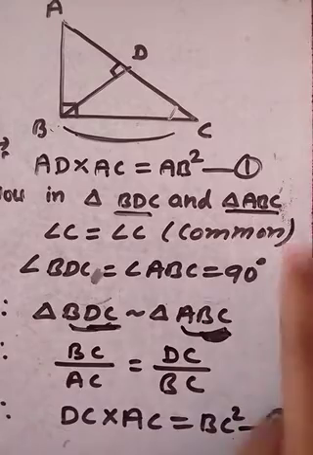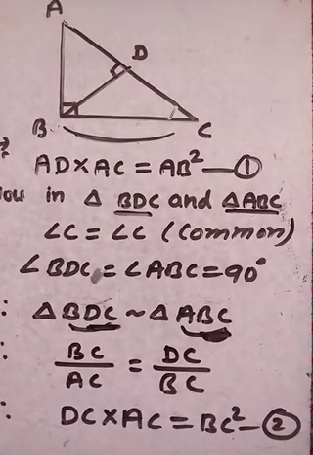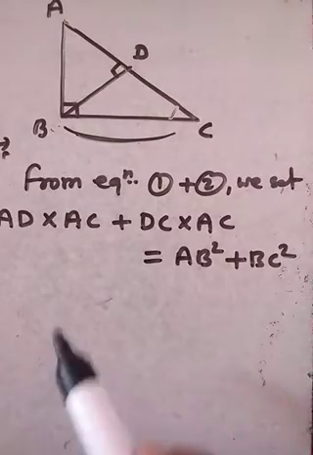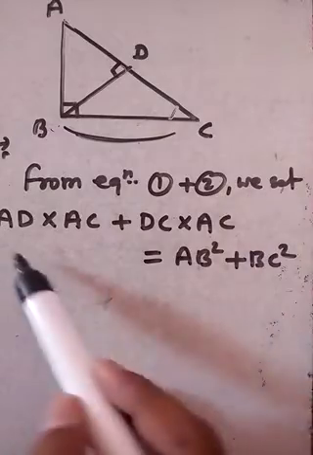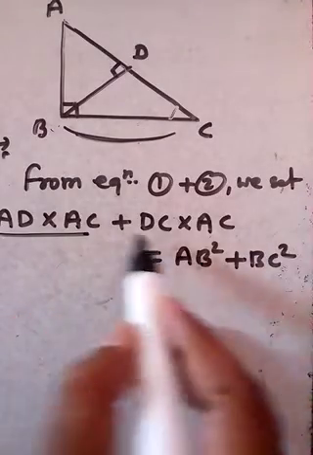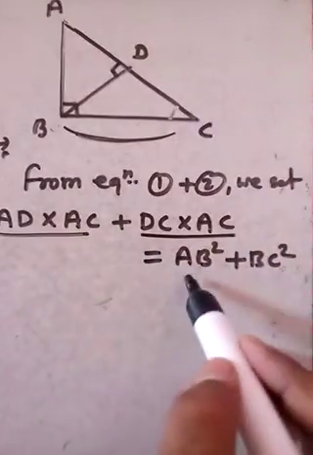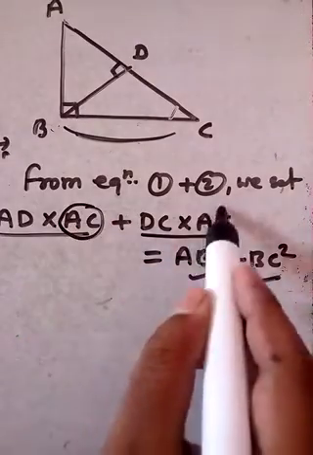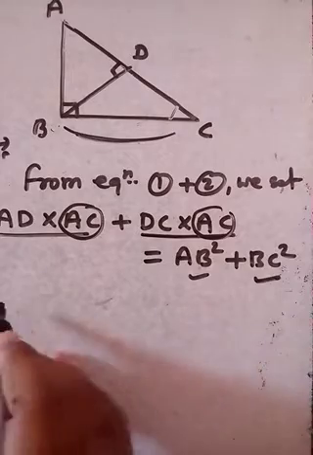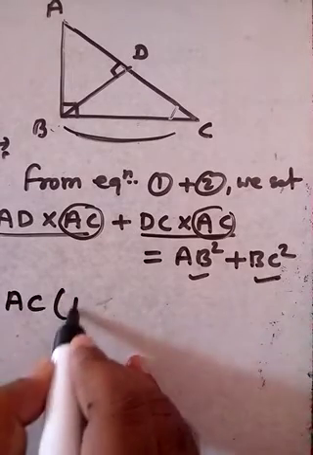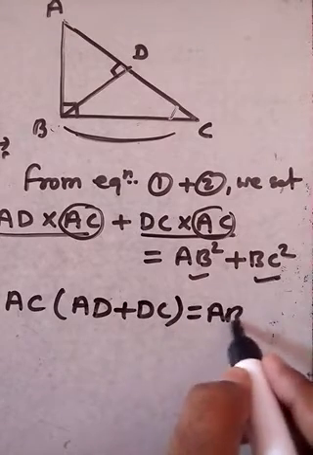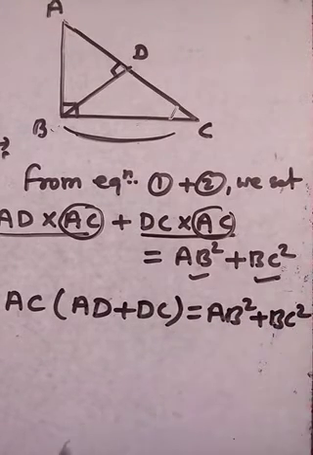And now we add equation first and second, because we need AB square plus BC square. Now on adding equations 1 and 2, we get AD into AC plus DC into AC is equal to AB square plus BC square. Now we see here AC is common in both terms, so we obtain AC into AD plus DC is equal to AB square plus BC square.